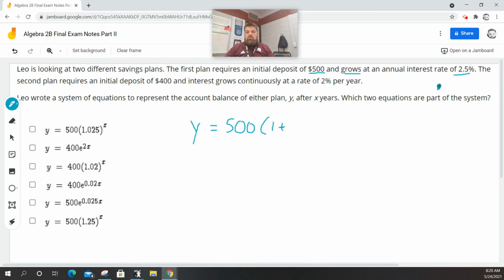2.5% as a decimal is 0.025. So 1.025 raised to the x. So that would be y equals 500 times 1.025 raised to the x. Oh, that's the first one.